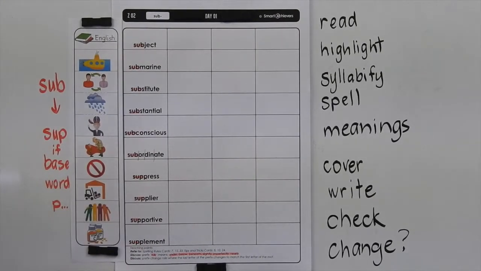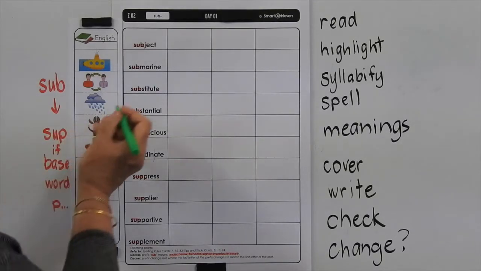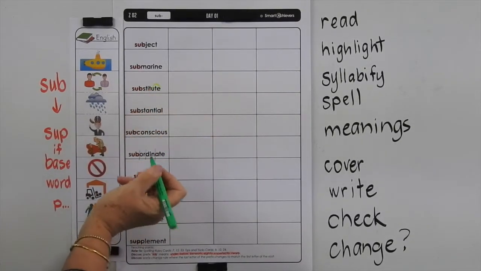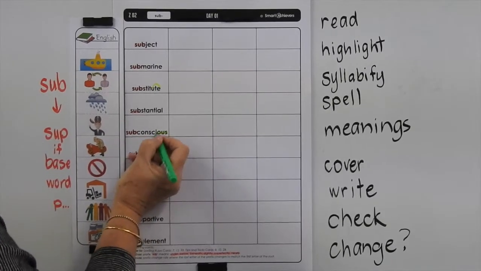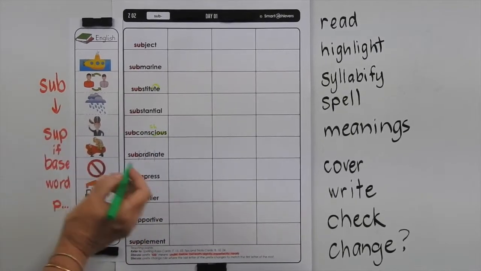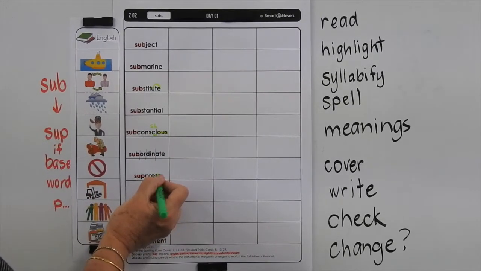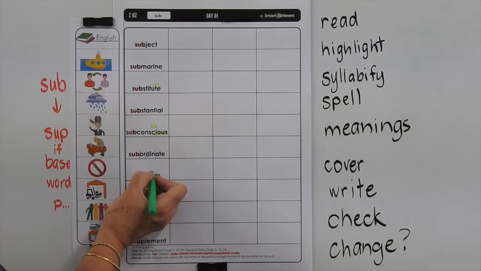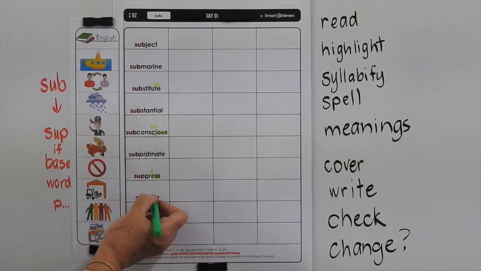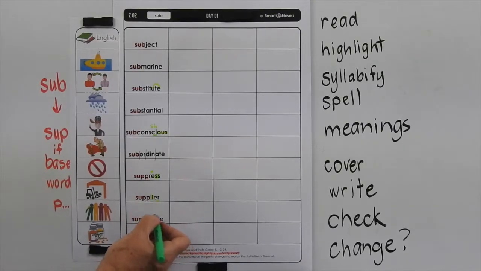Now, I would suggest you also go through with another colour highlighter, because there's quite a bit in each of these, and you can highlight, perhaps, the E making the U make a long sound. You've got the OUS here. You've got the CI making a sh sound, which we know is common in the middle of a word. You've got the double S at the end of this root word because you've got a short vowel sound. In supplier, you're changing the Y to an I before you add the ER. Supportive, it is a short sound.